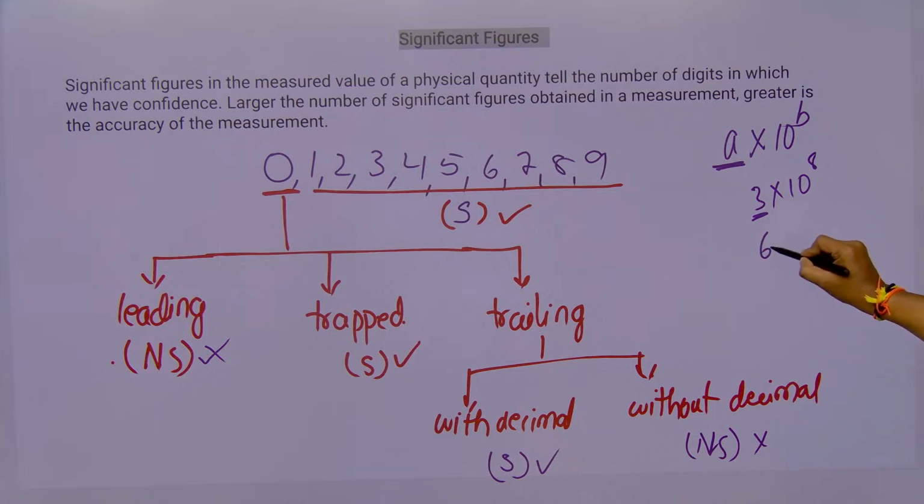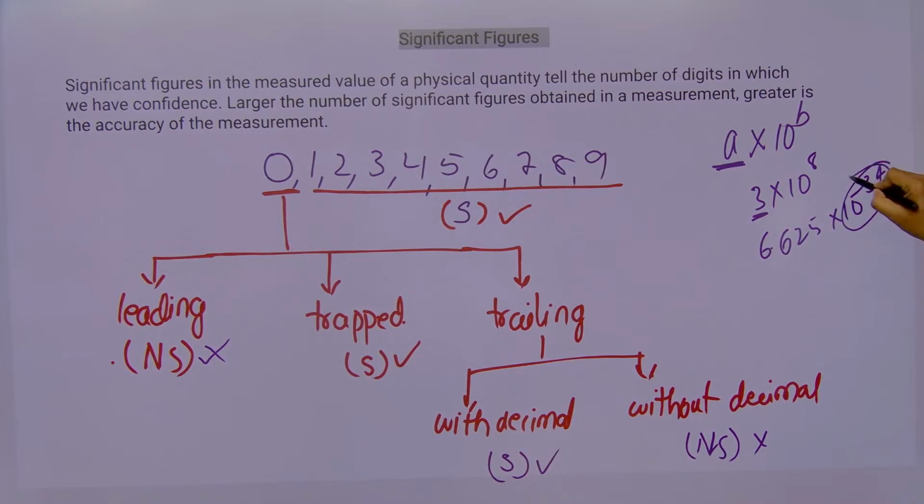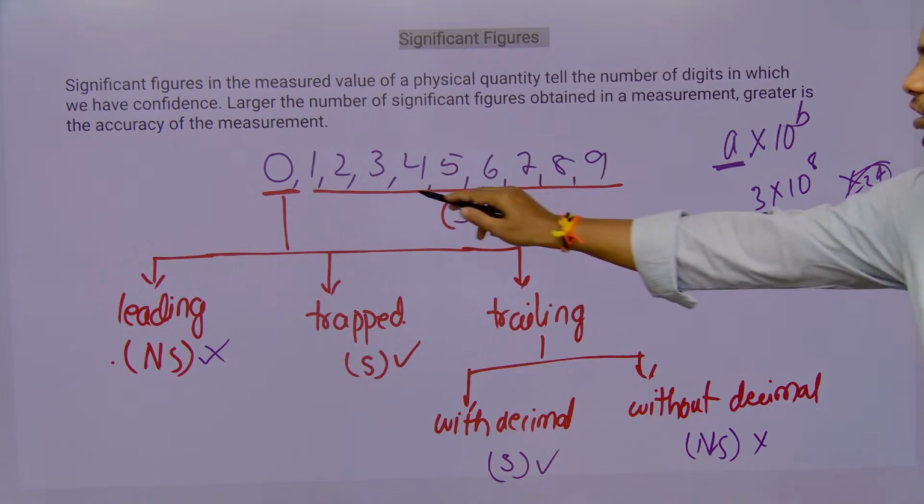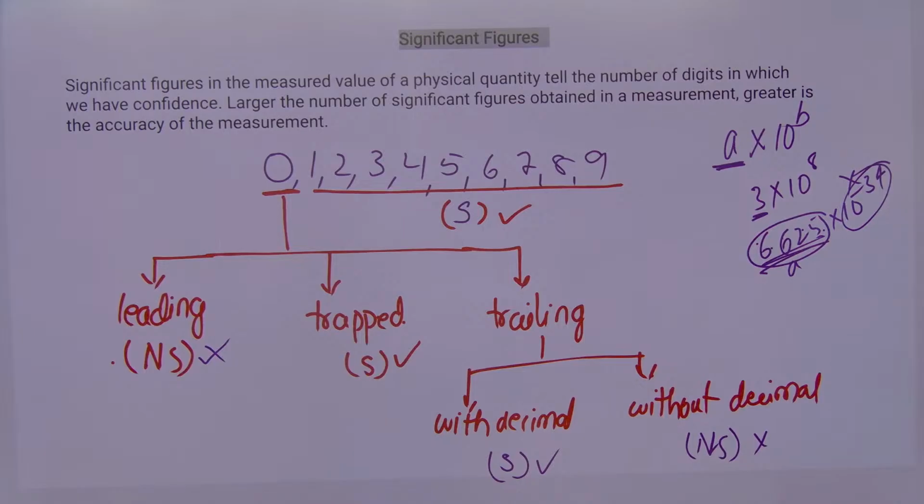Suppose I write 6.625 times 10 to the power of minus 34. You cannot take this part. We have to take only the a value. Now how many significant figures are there? 1, 2, 3, 4, because these 4 are non-zero. Non-zero digits are always significant. Are you clear?